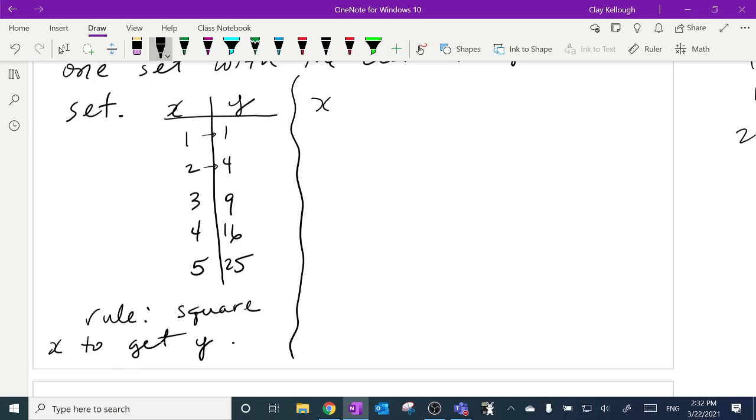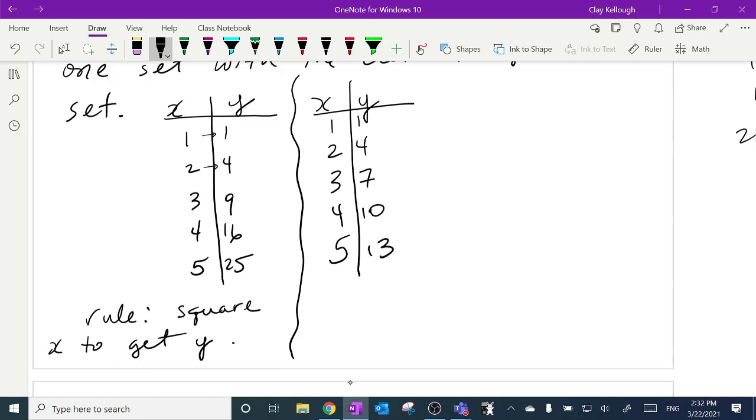Here's a different one. This one might be a little tougher, or maybe not. Depends on your background. Let's start that over. There we go. How about, we'll keep this one simple again. 1, 2, 3, 4, 5. And on this side, we're going to go 1, 4, 7, 10, 13.